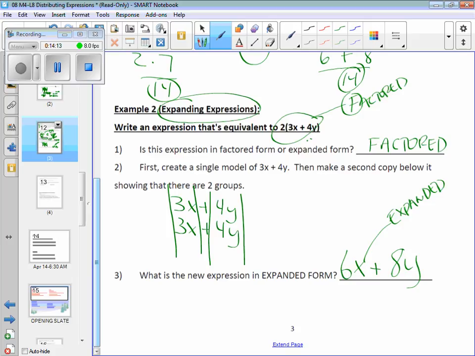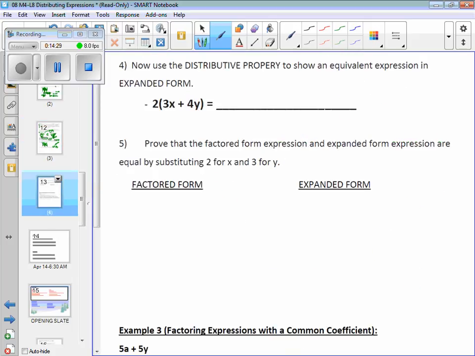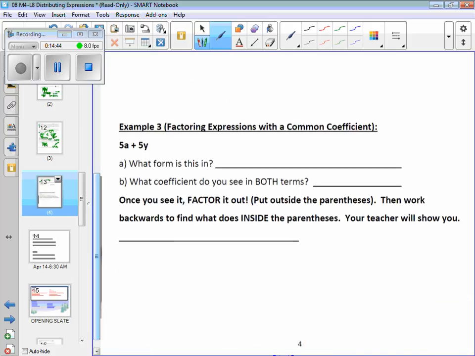Okay, good so far? We're going to go backwards now. We're going to go from expanded to factored. Watch, it's actually even easier than going the other way, you'll see. Oh, this we did. I'm going to skip 5 for now. It's just proving that both expressions are equivalent. They are, so let's just move on. Go to example 3.